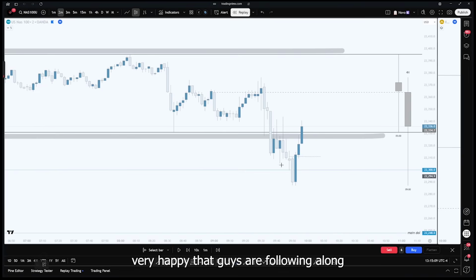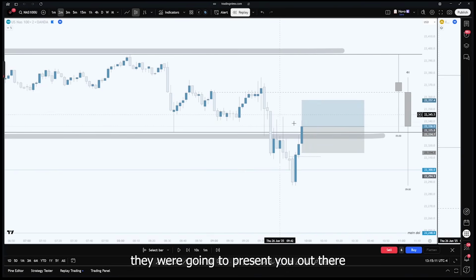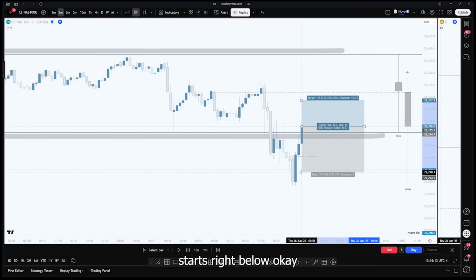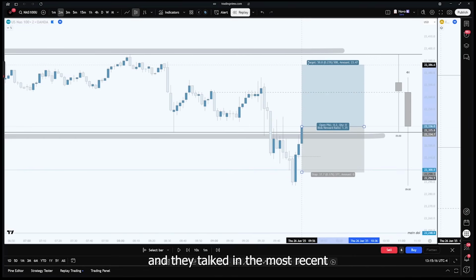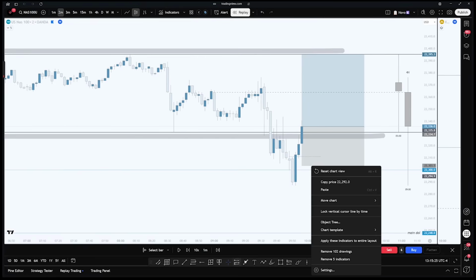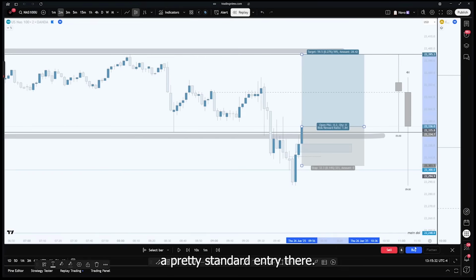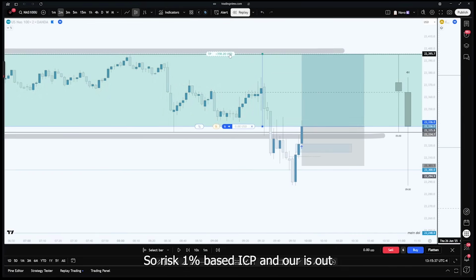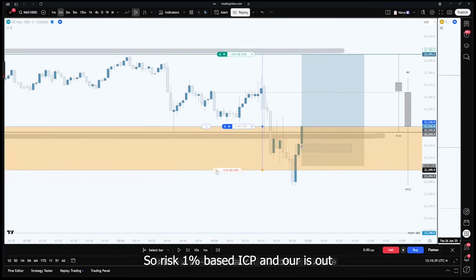Okay. Very happy that you guys are following along there. We're going to place our entry up there. Stops right below. Okay. And then we're targeting the most recent high point, which is this liquidity at the highs here. And then we place our stop loss below our last point, which is going to be this FVG. So pretty standard entry there. So risk 1%, place our TP and our SL.